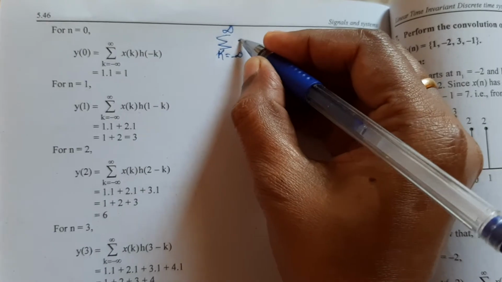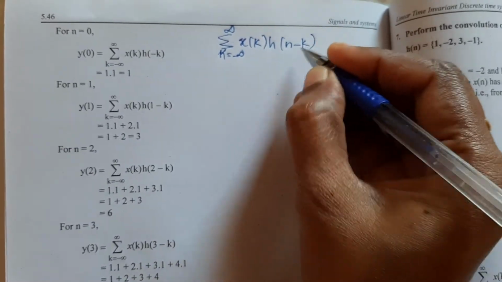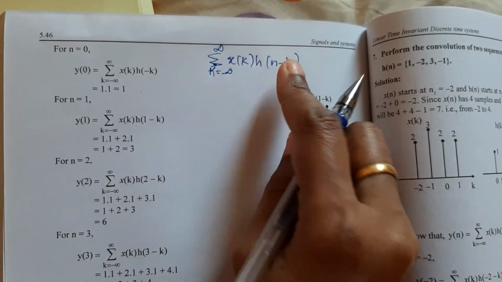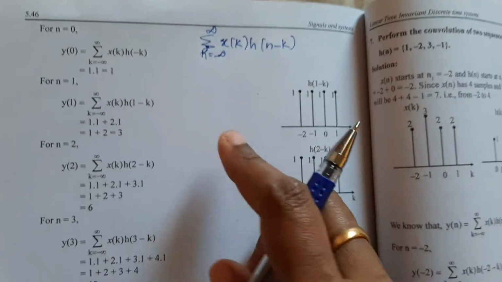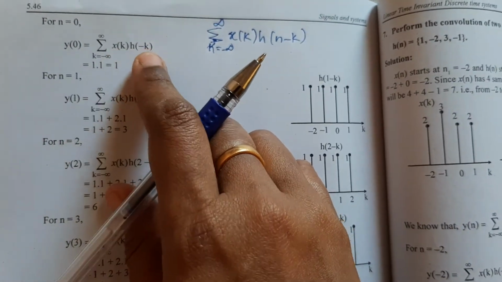Okay, what is the value? x of k, h of n minus k. So in the n, we have to substitute different values. Okay, so first substitute n is equal to 0. If you substitute n is equal to 0, what is the value? x of k into h of minus k.